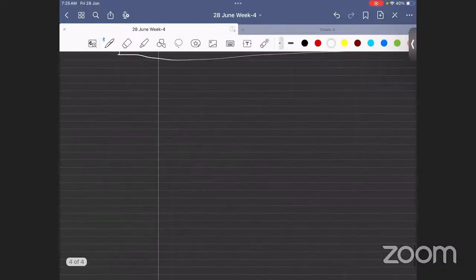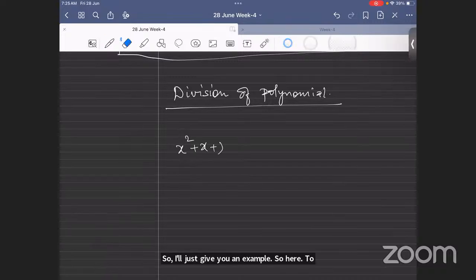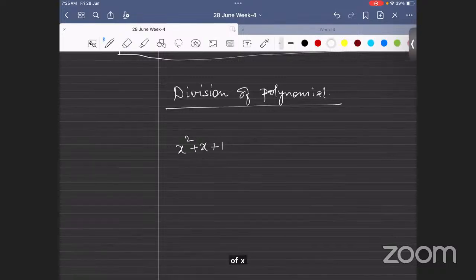For the division of polynomials, I'll just give you an example. Here, with the help of x square, we'll try to divide it, and whatever method we use, you can use it for any other cases also.